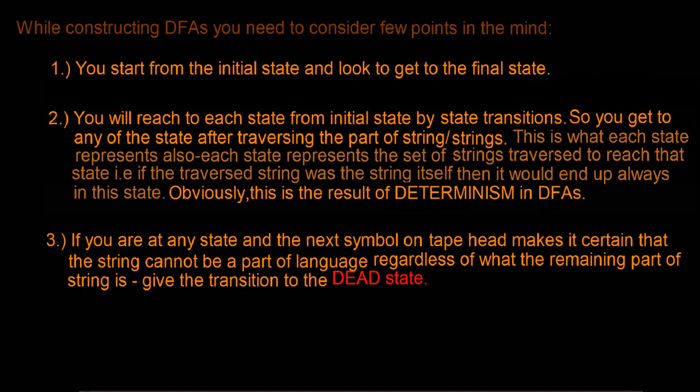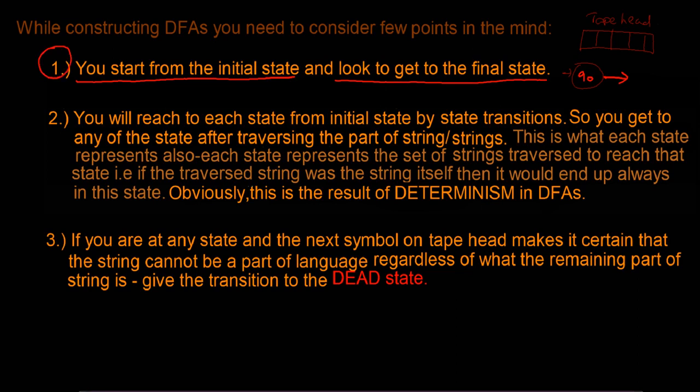When constructing DFAs, there are some guidelines that you should keep in mind. Before you see any symbol, initially you are at the initial state. Let that be Q0. So you start from the initial state and you look to get to the final state. So it is certain that you have to start from the initial state, and based on the language, you define the moves, you introduce new states, and you try to get to the final state. So this is one thing.